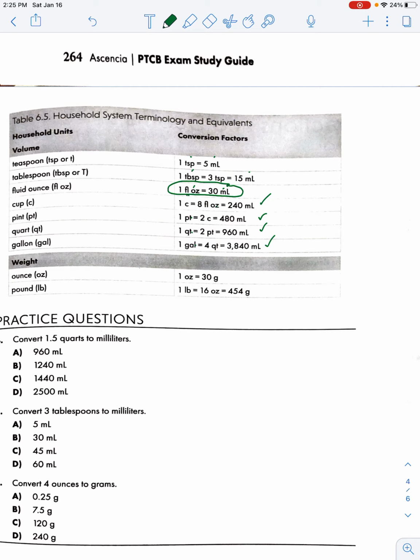There are 8 ounces in a cup. So if there's 8 ounces in a cup, what's 8 times 30? 240. So 240 milliliters. Then there's 2 cups in a pint. 2 times 240, 480. 2 pints in a quart. 2 times 480, 960. And 4 quarts in a gallon.